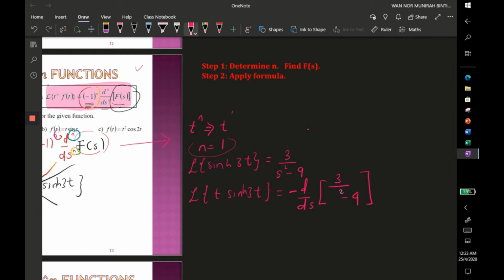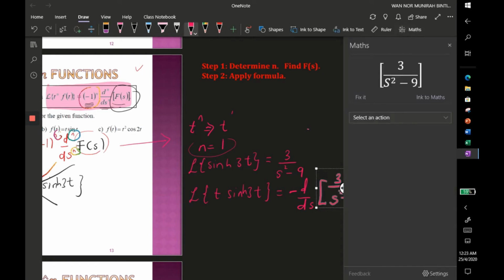So, 3 over s squared minus 9. So, I just want to differentiate with respect to s. So, this is the solution. So that I have a negative sign. When I differentiate inside here, I have negative 6s over (s squared minus 9) squared.